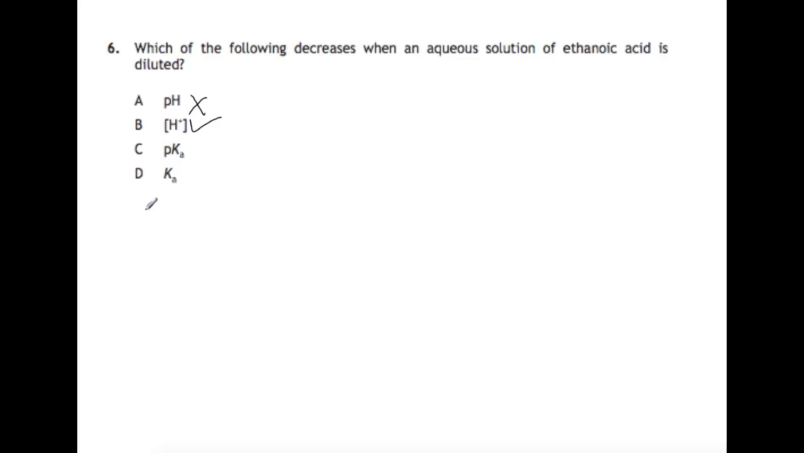pKa and Ka are linked. They are constant for your acid. They are just your equilibrium constant and then the minus log base 10 of your equilibrium constant. So diluting the acid won't have an effect on either of those. So the answer is B.